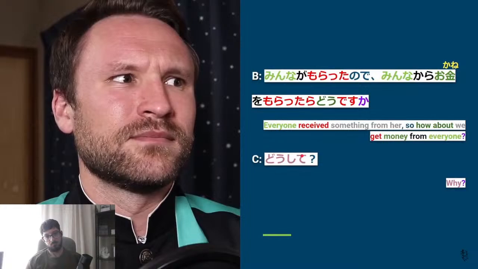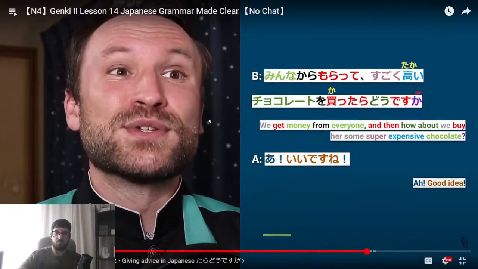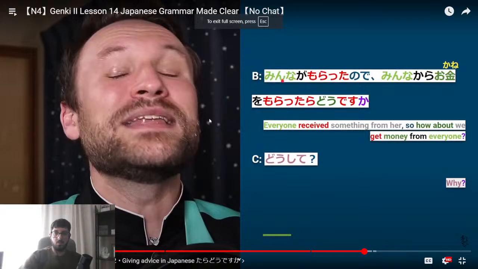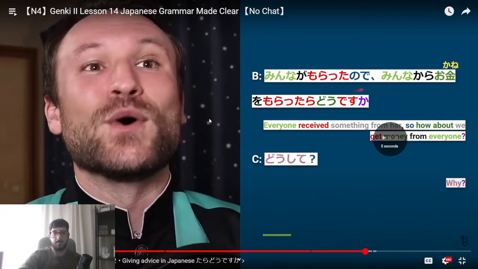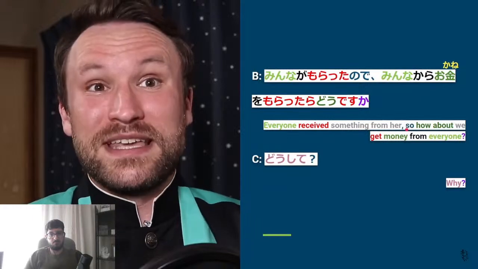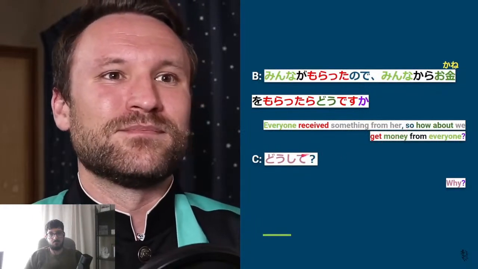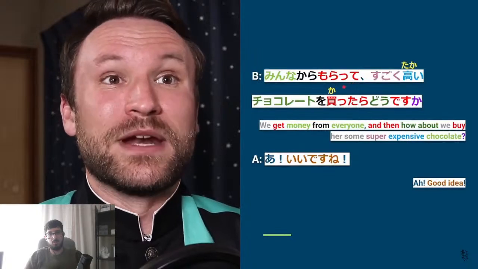どうして? Why? みんなからもらって, we receive what? The money from everyone. Everyone received, みんながもらったので, because everyone received something from her. How about we get money from everyone? みんなが R さんからもらったので、そう。みんなからお金をもらったらどうですか? Why don't we receive money or get money from everyone? どうして? Why? We receive the money from everyone.